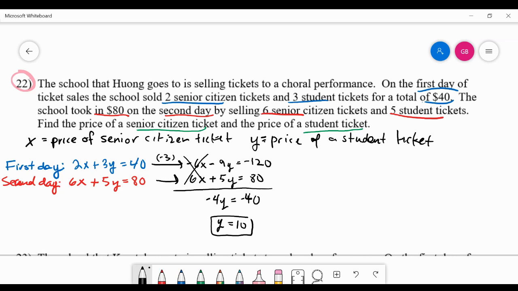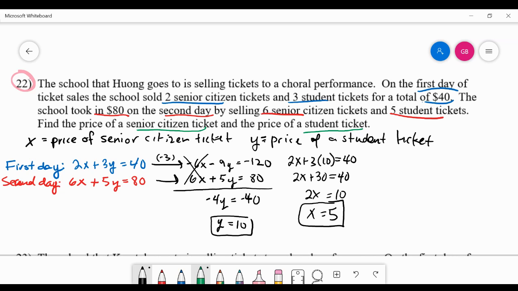Now I can take the y value and plug it into one of the equations to get the x value. So I'll plug it into the top one. 2x plus 3 times 10 is equal to 40. So 2x plus 30 is equal to 40. Subtract 30 on both sides. 2x is 10. And then divide both sides by 2. x is 5. So there we go. We have our solutions. Now let's just write it in a sentence.